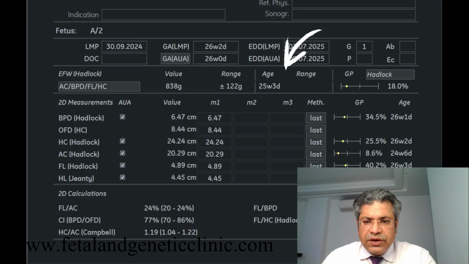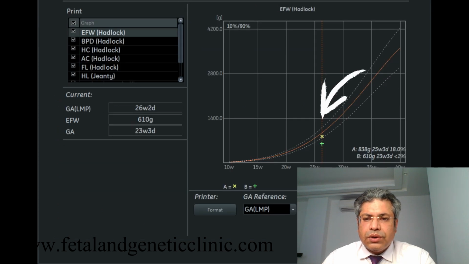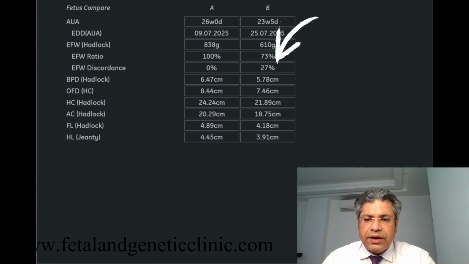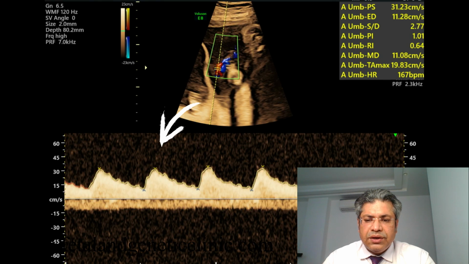So this is the biometry that we are doing at 26 weeks. This is the A fetus which is growing normally, and this is the B fetus. We identify that all the parameters are lagging by 2 weeks. Then we put all those things onto a graph and we identify that the B is really lagging behind in growth. As I've told you, any discordance greater than 20% becomes abnormal, and here it is 27%.